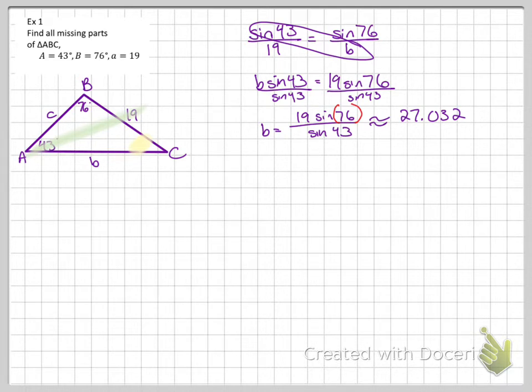And I'm not done with this problem yet. It says find all the missing parts. And if I start rounding and then I use that number later and then I round that answer and then I use that number later, I'm going to get further and further away from the actual answer. So at this point, you need to store this number in your calculator. So 27.032 and so on should be the last thing on your calculator screen. Hopefully you haven't done anything else since then.